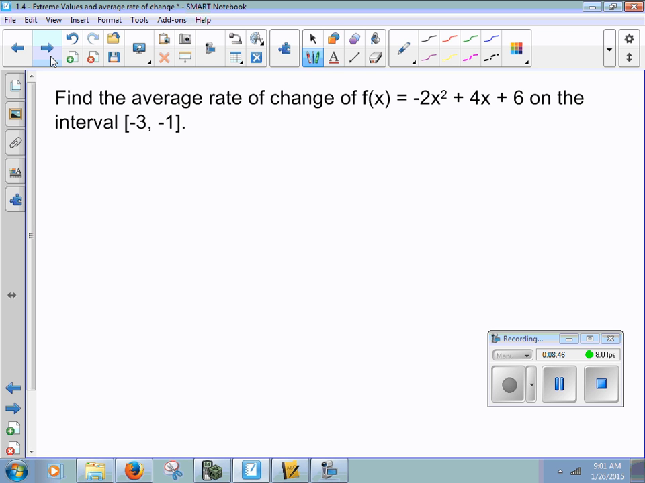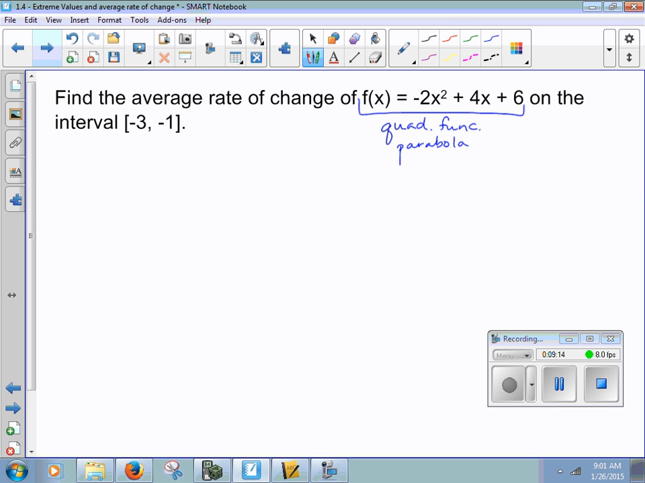Let's look at this. All right, so if I wanted you to find the average rate of change of this function, negative 2x squared plus 4x plus 6, first of all, what kind of function is that? It's a quadratic function. What's the picture going to look like? It's going to look like a parabola.